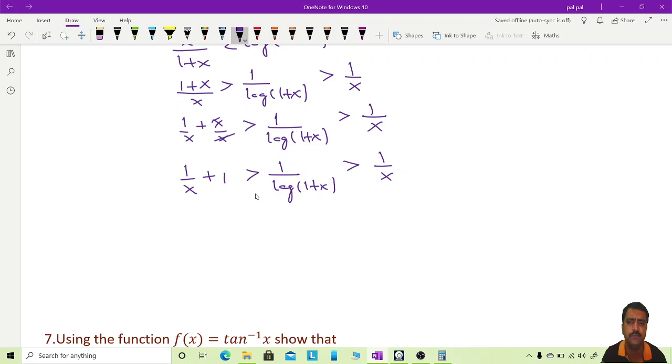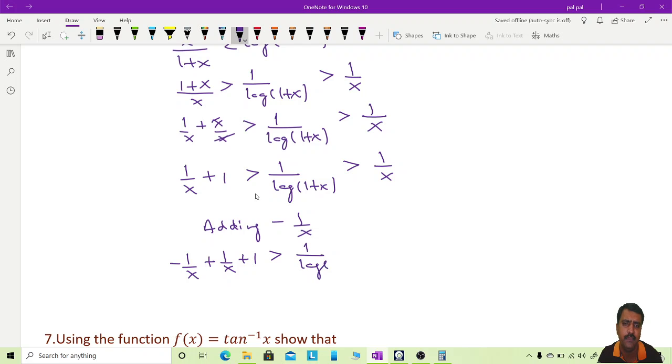Add minus 1 by x on all the terms of the inequality. Adding minus 1 by x, or subtracting 1 by x, in all the inequalities. So then what happens here is minus 1 by x plus 1 by x plus 1 is greater than 1 by log of 1 plus x minus 1 by x is greater than 1 by x minus 1 by x.